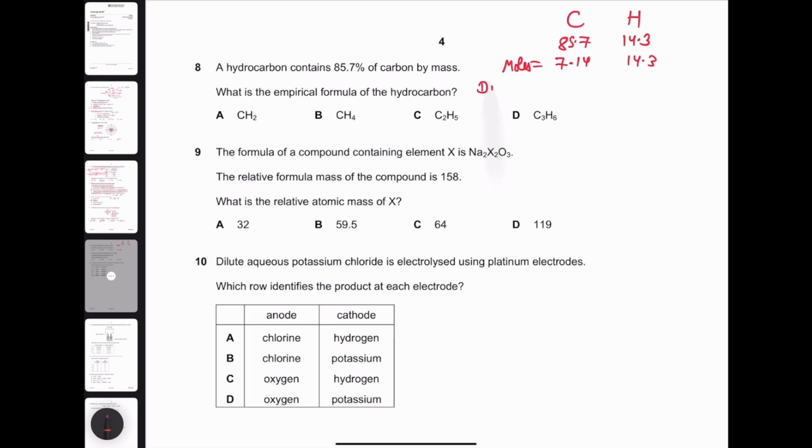Now, you divide with the smallest moles to get the smallest ratio. So 7.14 divided by 7.14, and 14.13 divided by 7.14. So it is nearly 1.97, which you can round up to 2. So CH2. Answer should be A.